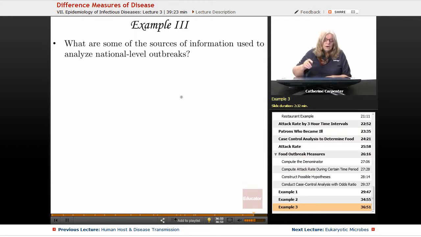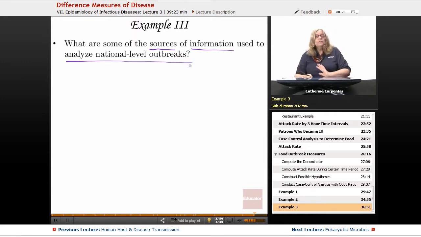Last example: what are some of the sources of information used to analyze national level outbreaks? Well, I tell you, this is fascinating. A couple of years ago, I went to a national epidemiology meeting, and I sat in on a food outbreak investigation session, and it was fascinating because they had people there from the health department, but then they also had representatives from some of these markets.